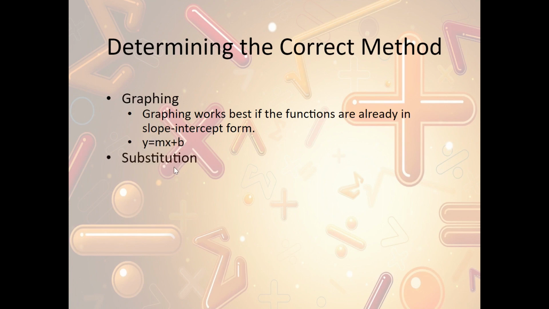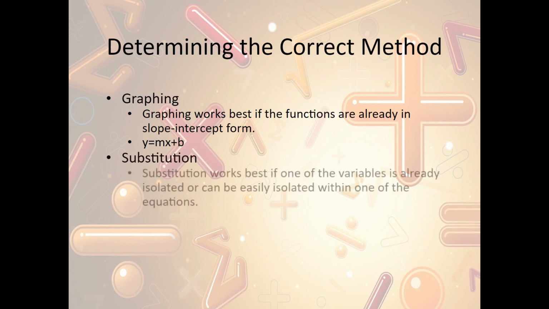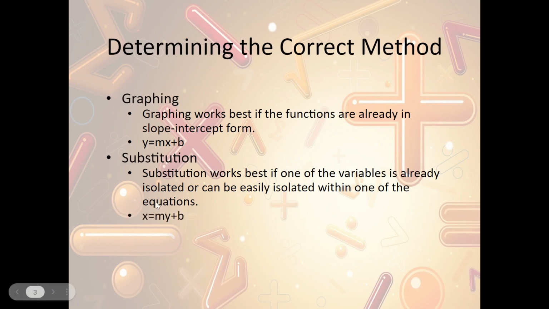Substitution is our second method. Substitution usually works best if one of the variables is already isolated. So we have y equals something or x equals something. So as one of those is isolated already, then we can just take that value and just plug it in. So substitution usually works best if one of the variables is already isolated. For instance, x equals my plus b.